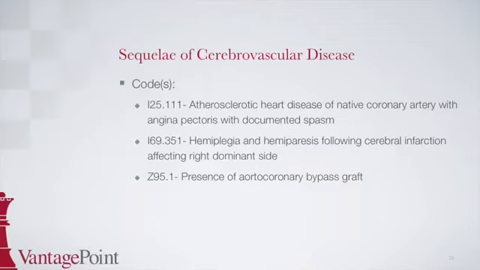The first code is I-25.111, atherosclerotic heart disease of native coronary artery with angina pectoris with documented spasm. If you remember from an earlier example with CAD, it is easier to start off at arteriosclerosis. However, if you looked up coronary artery disease by starting at disease in the alphabetic index and then found artery, and then coronary indented below, there is a note which states, with angina pectoris, see arteriosclerosis coronary artery.